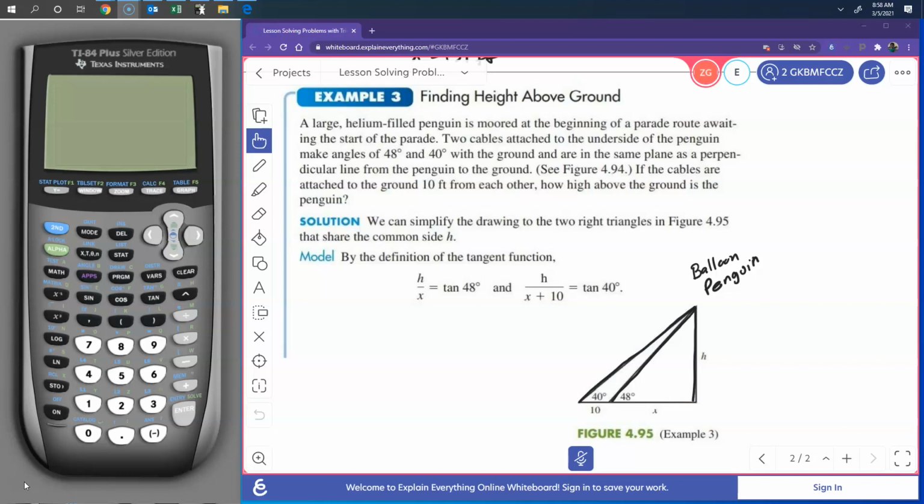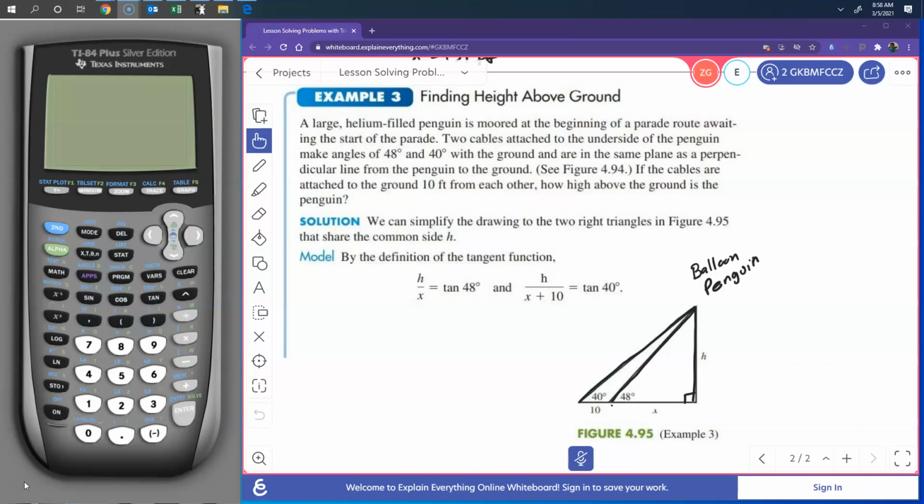So you notice that we have two right triangles that are formed. One of them says that the ratio of the height to the distance from the people that are standing at the end of the first cord is x in measurement. In other words, it's at x feet away.